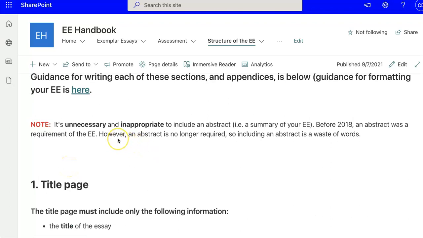Okay, before I start talking about each section, just be aware that you don't need to include what's called an abstract. Before 2018, an abstract was a requirement to the EE. So if you're looking at older EEs, in other words, those submitted before 2018, you may see some abstracts. Some EEs that have abstracts, but this abstract is not needed, there's no marks available for it, and it's a waste of your words, so don't include an abstract.